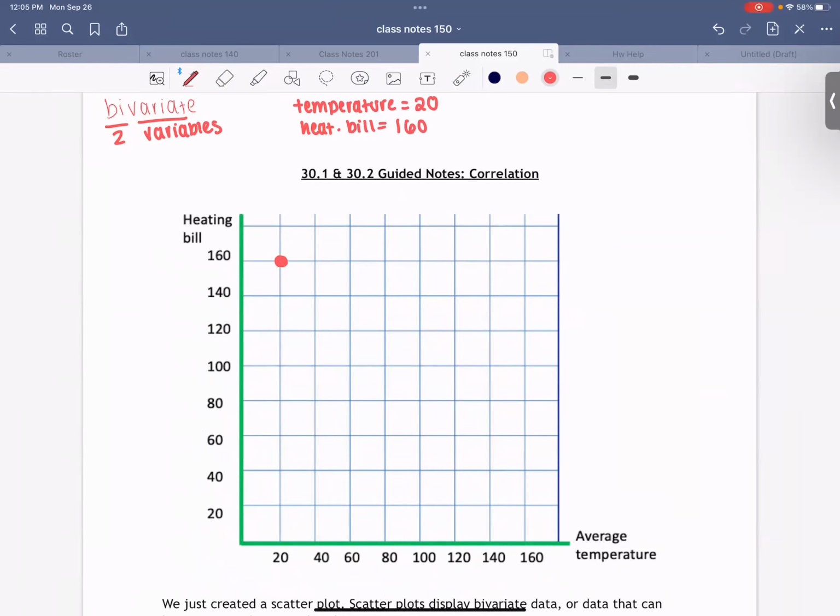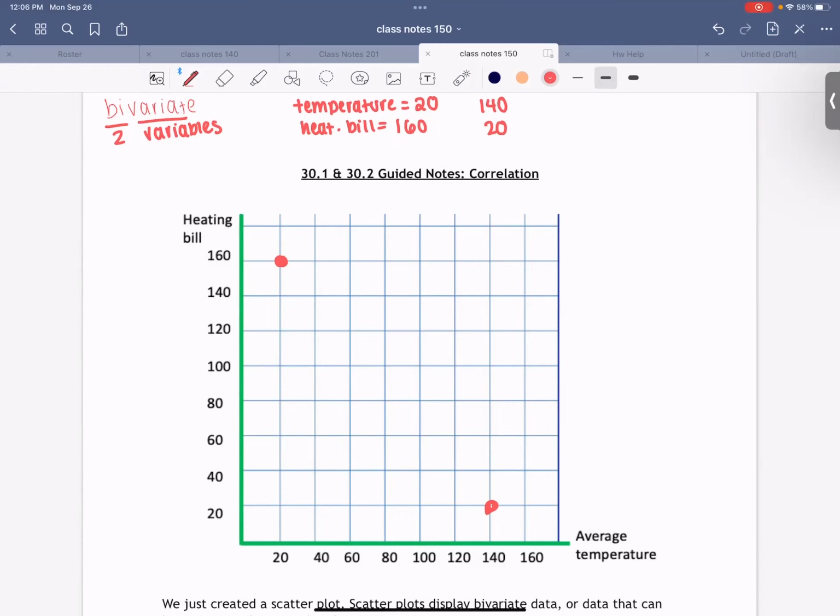Okay. On the other hand, what if the temperature was, I don't know, 140 degrees outside? It's pretty hot, right? The heating bill would probably be pretty low, right? So heating bill would be, I don't know, like 20, something like that. Okay, so I'd expect something like this. And I think what we're realizing is there's some sort of relationship between the temperature outside and how high or low your heating bill is. And that's kind of where the idea of correlation comes, okay?